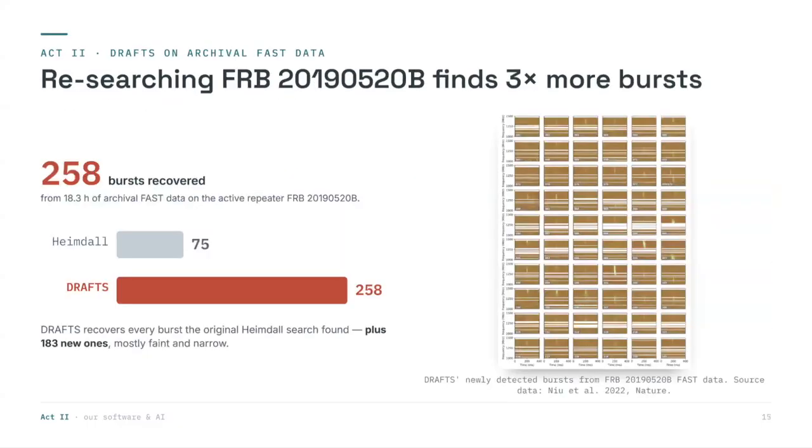Next is a real data set. We applied DRAFTS on a repeating source, FRB 20190520B, and we searched 18 hours of FAST data. The original Hamilton search found 75 bursts, and DRAFTS recovered all these 75 bursts, and it also found 183 new bursts. A large burst sample changes later analysis. It affects the energy distribution, waiting time distribution, and active rate.